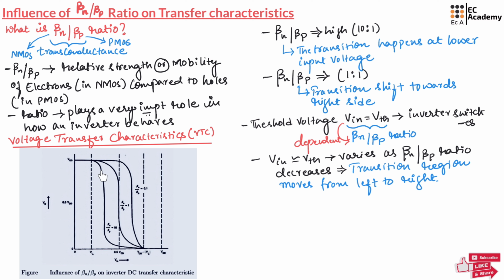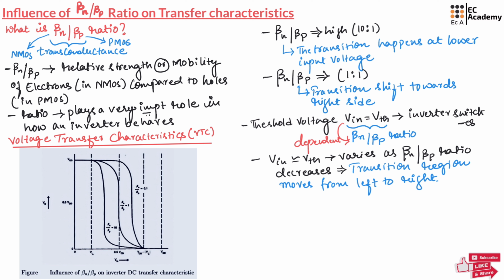So from this graph we understood that when the beta n by beta p ratio is high, the transition will happen at a lower input. As beta n by beta p decreases, this transition will shift from the left side to the right side as shown in this graph. So we can say the threshold voltage varies as the beta n by beta p ratio decreases. Here the threshold voltage is dependent upon the ratio beta n by beta p.